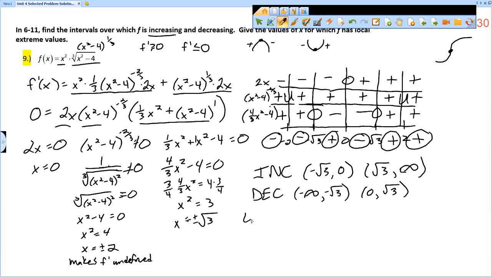All right, and then where are local mins and maxes? There is a local max at, well, remember, local max occurs when the derivative changes from positive to negative. So negative, negative, positive, positive, negative. So at x equals 0, and that's it. And then a local minimum whenever we change from negative to positive. So that would be at -√3 and +√3.